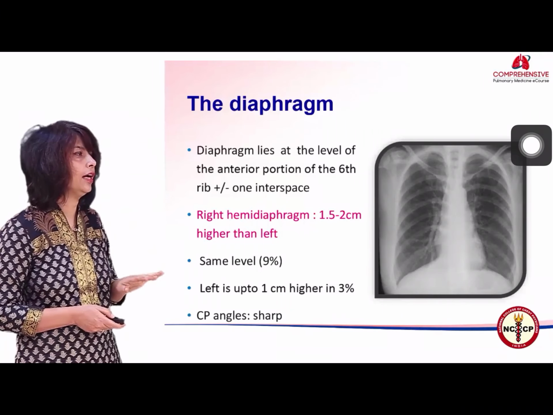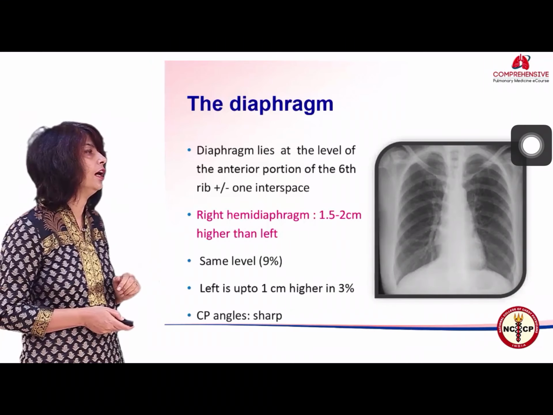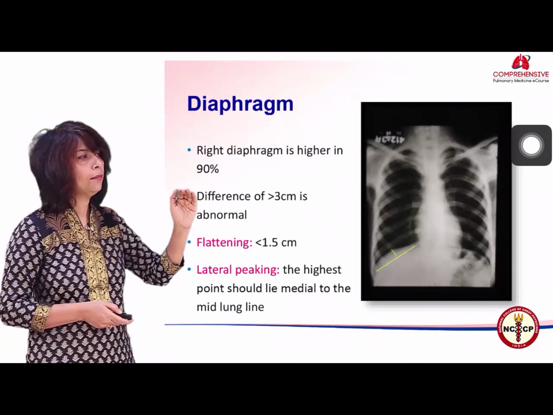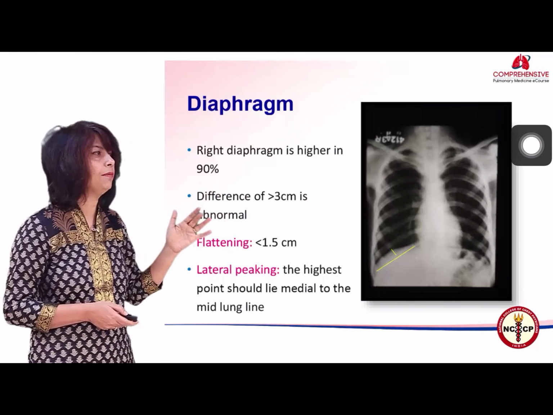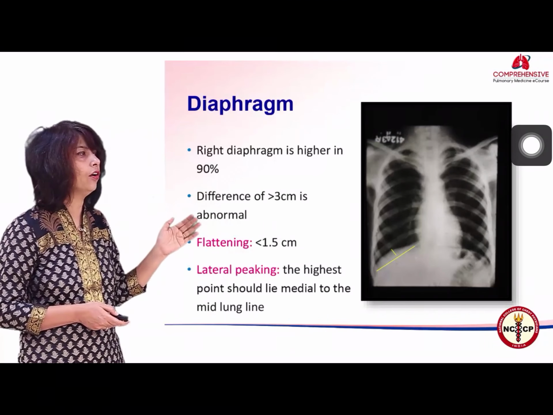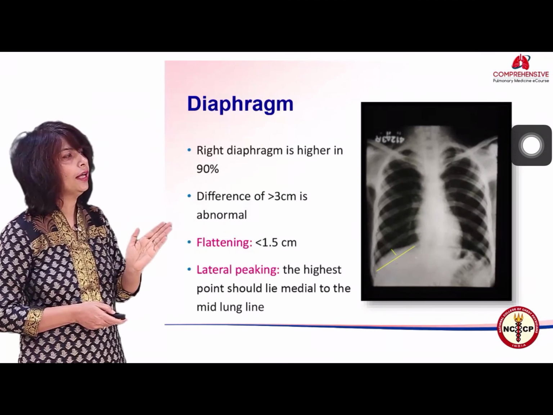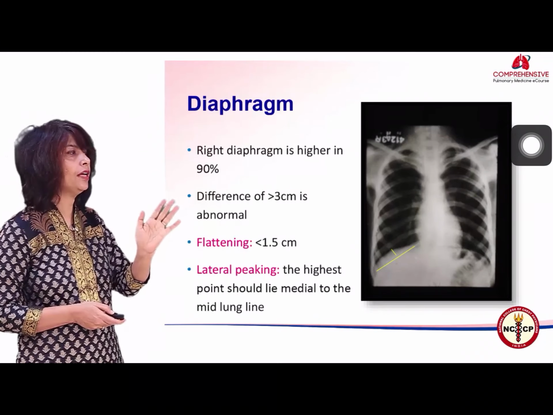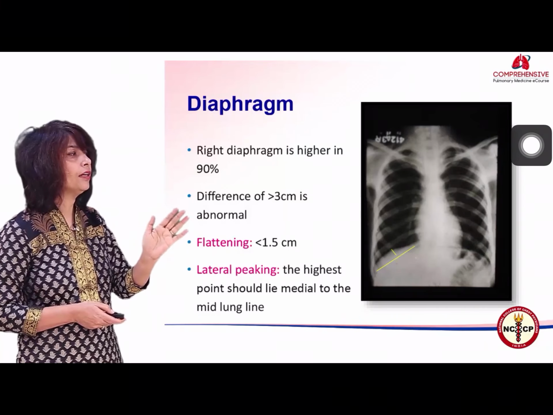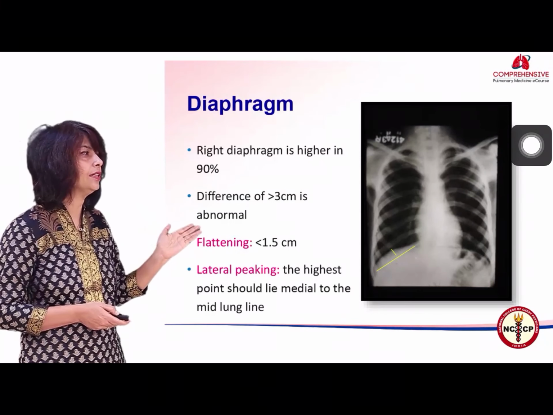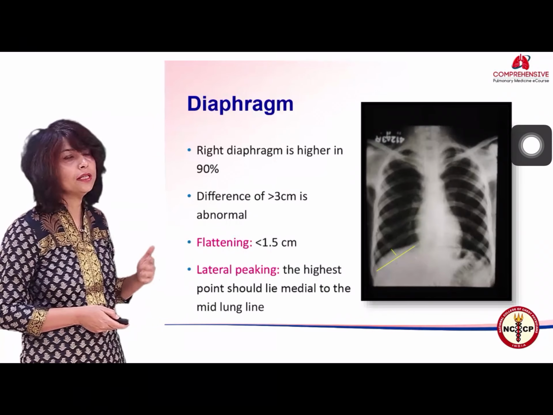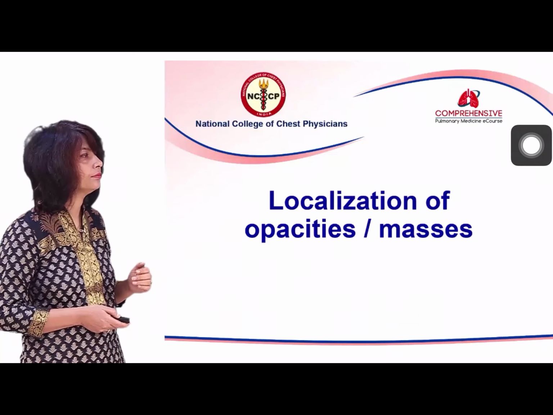The second short line is to show you the difference in the heights of the two diaphragms. So why do we measure this height? Because less than 1.5 centimeters of this height is labeled as flattening of the diaphragm. Also, you see whether the peak point of the diaphragm is at about the 1/3, 2/3 cutoff of the diaphragm, because anything lateral to this is referred to as lateral peaking, which happens in subpulmonic effusions.